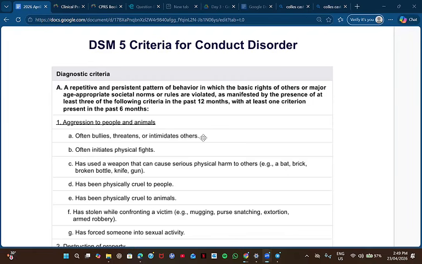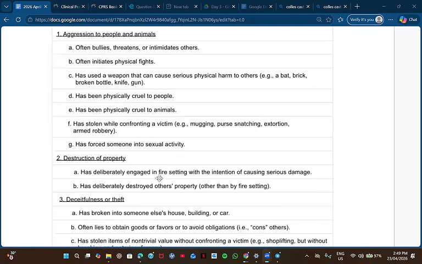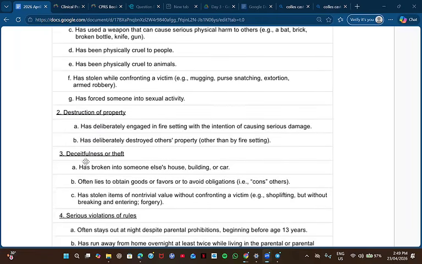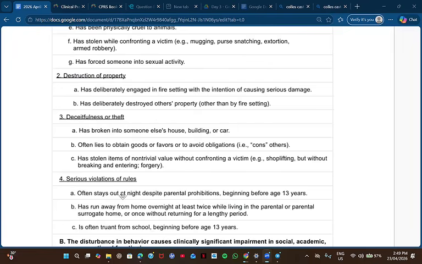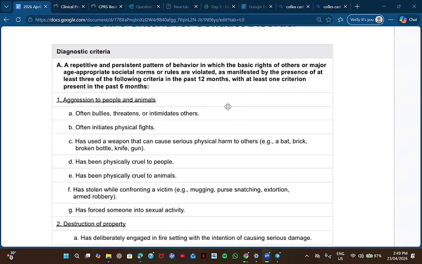Okay, so what are those? We have four criteria: aggression to people and animals, destruction of property, deceitfulness or theft, then serious violation of rules. So here, what they are mentioning is the presence of at least three of the following criteria in the past 12 months and at least one criterion present in the past 6 months. Very important, right?